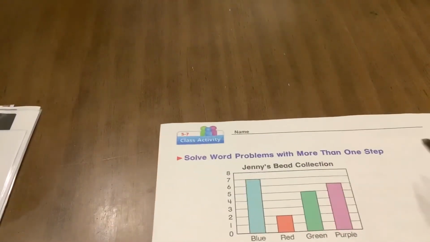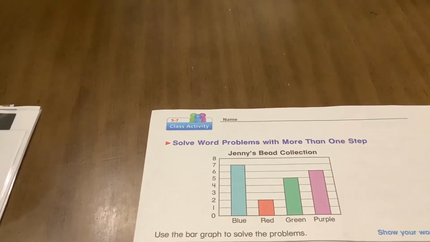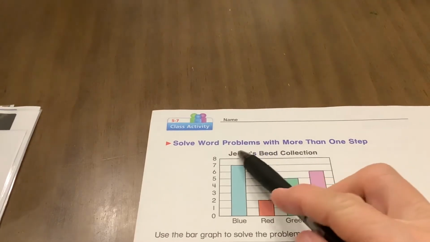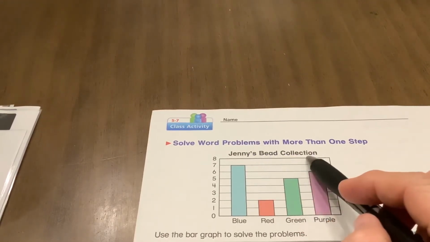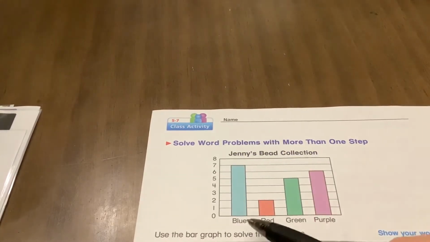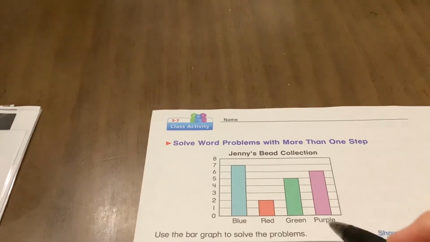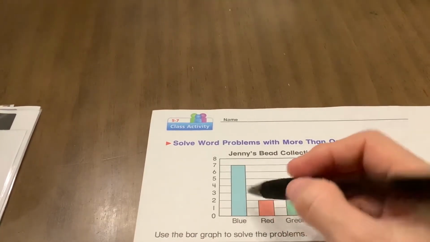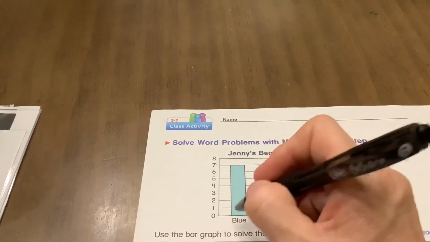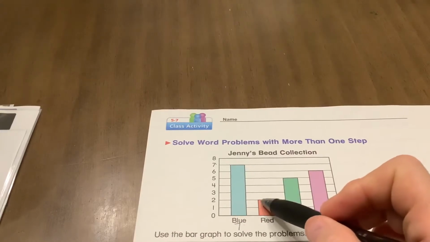Go ahead and turn your page over to the back. On this side, we have another bar graph. This time it is a vertical bar graph, and it is titled Jenny's Bead Collection. This bar graph goes up to 8, and these are the color of beads that Jenny has: blue, red, green, and purple. How many blue beads does Jenny have? Good. 7. How many red beads does Jenny have?